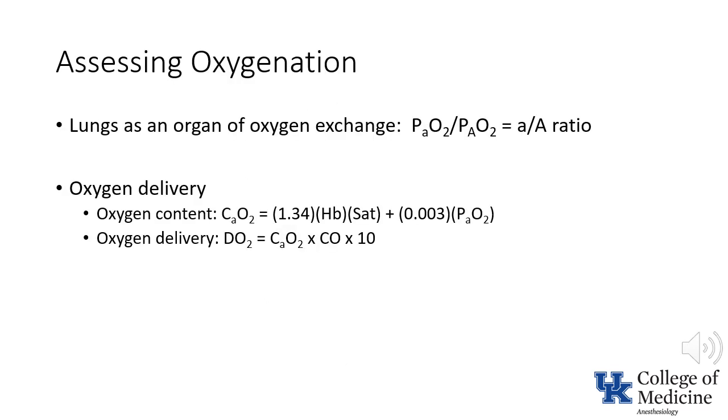Now let's consider some clinical limitations of pulse oximetry. If you refer to my presentation on assessing oxygenation, you will see details of how I believe that the ratio of the partial pressure of oxygen in arterial blood to the partial pressure of oxygen in the alveolus, the AA ratio, can be used to determine how well the lungs are working as organs of oxygen exchange. Also, the determination of arterial oxygen content is critical to the assessment of oxygen delivery, which is the primary responsibility of the cardiorespiratory system.